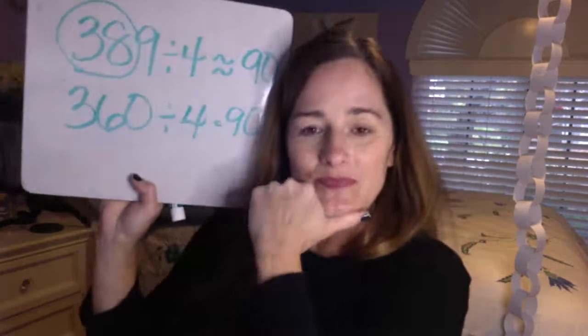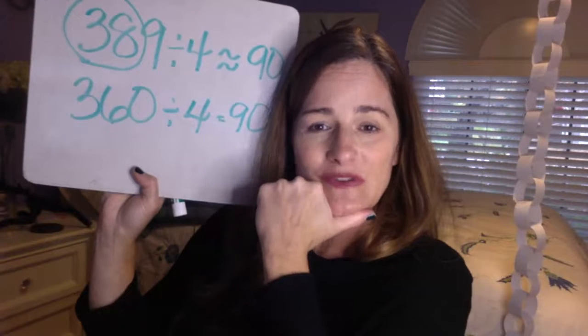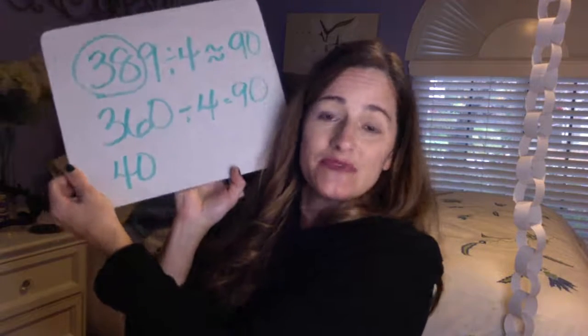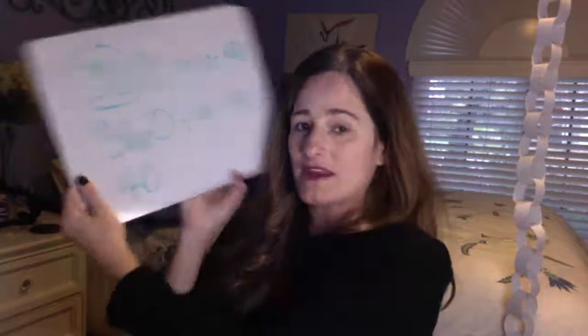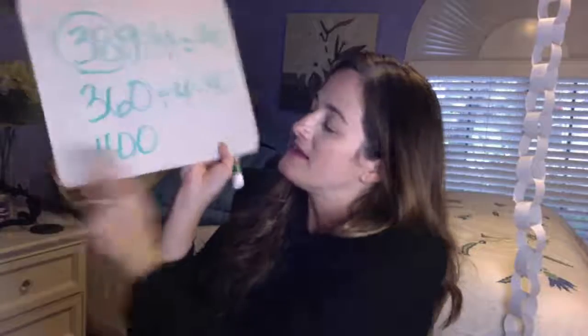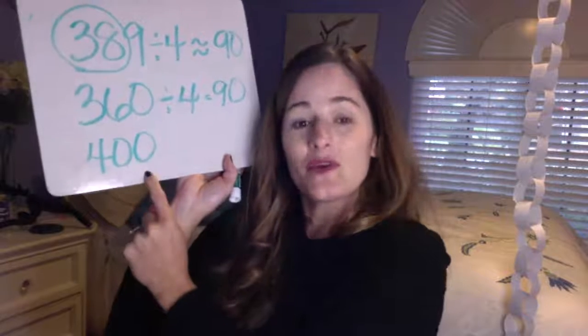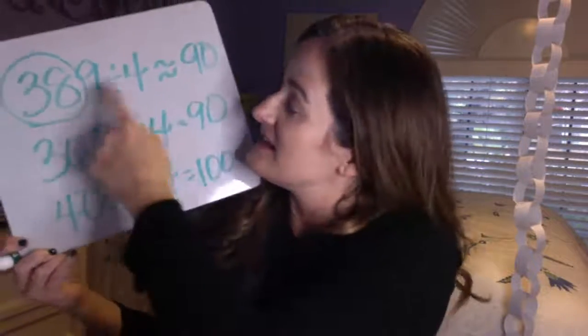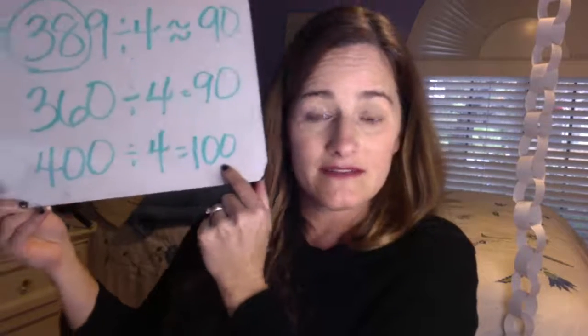Now, do you remember that other multiple of 4 that was close to 38? 40, right? So we have 36, and the next multiple of 4 was 40. We can use that compatible number too to help us find a range. And the compatible number we would use to do our division would be 400. 400 divided by 4, that's a pretty simple one. It's 100. So we could say that 389 divided by 4 is also about 100.